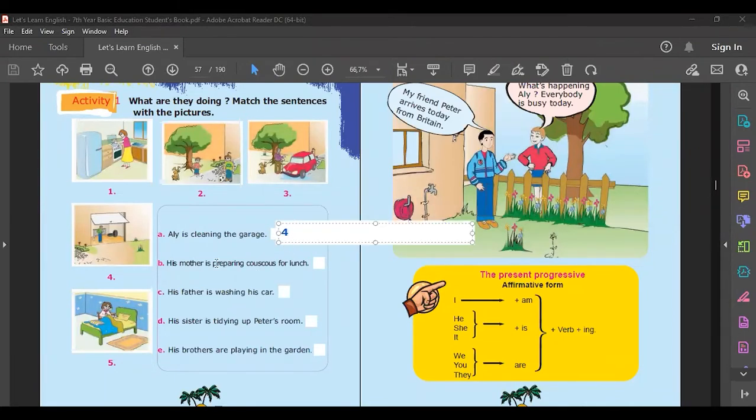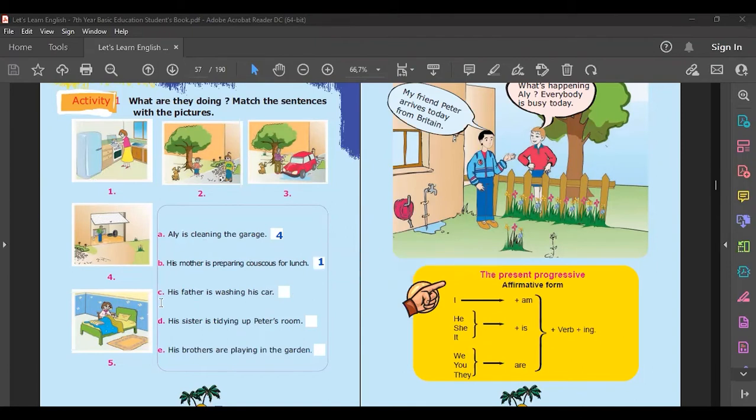Move on, we have B: His mother is preparing couscous for lunch. Let's see. Obviously she is in the kitchen, so this is picture 1.